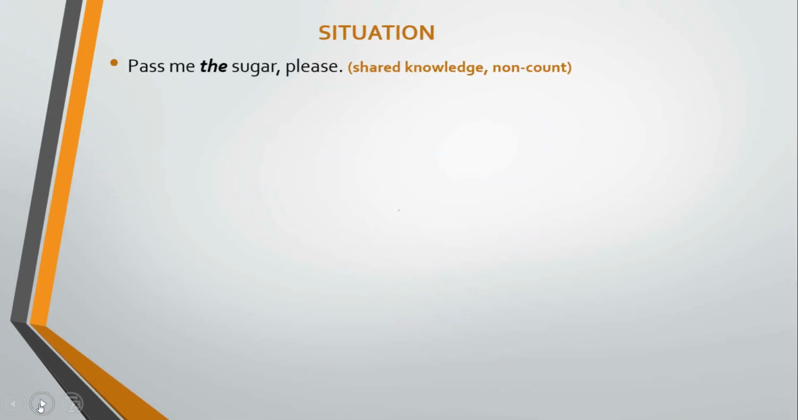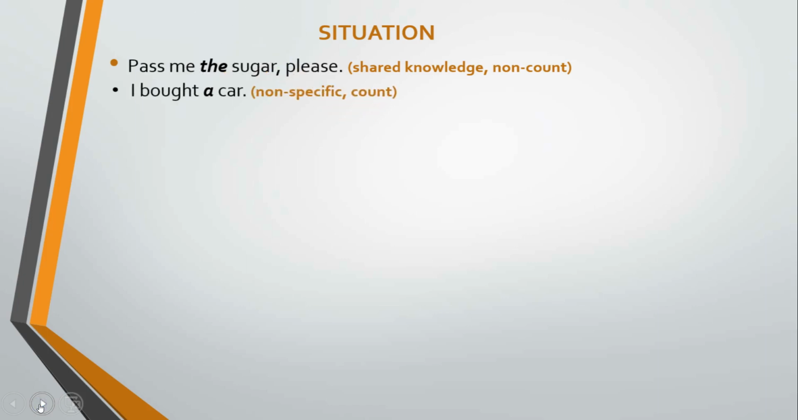The first use of the definite article the can be situational. Look at this example here. Pass me the sugar, please. So this is a shared knowledge between the speaker and the listener. Why do we decide to say the? Pass me the sugar, please. Imagine you're sitting at the table having a dinner, and the person next to you has a sugar, and then you say, pass me the sugar, please. Okay, so both of you, speaker and the listener, share the knowledge about the sugar that is on the table.